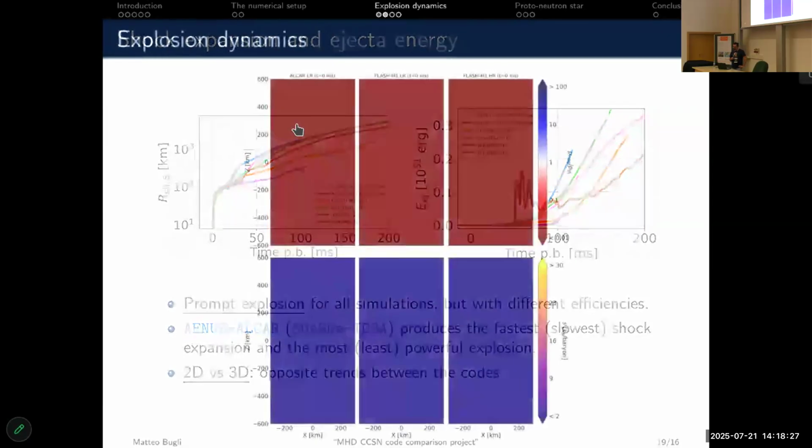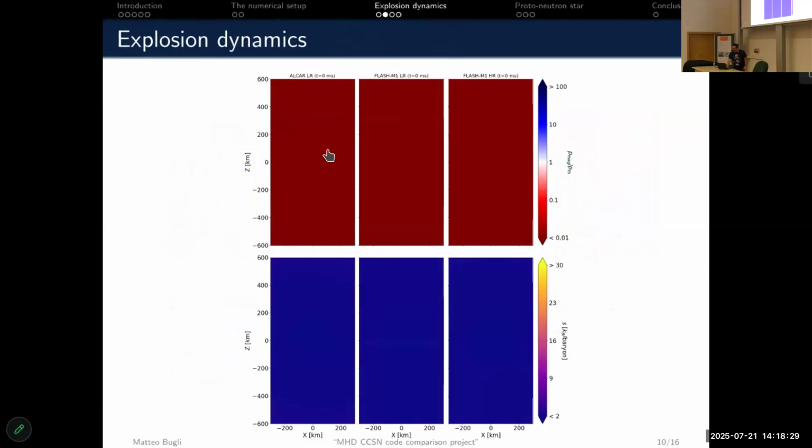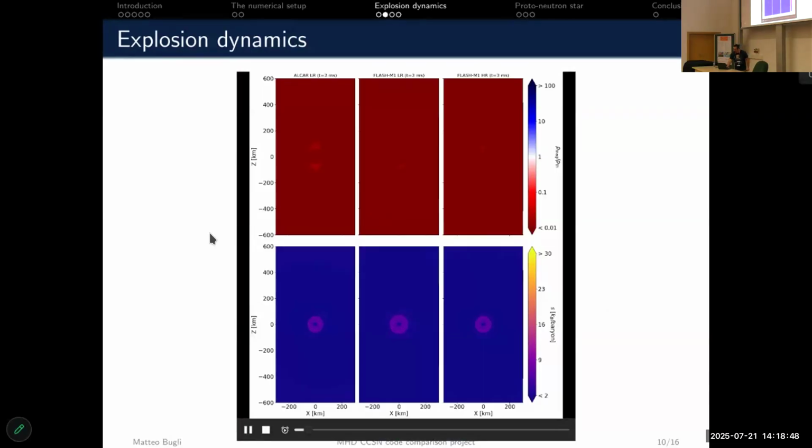So this is an animation of three models, column-wise: Nanonuclear at low resolution, and then two simulations with FLASH, at low and high resolution. You will see on top the ratio of magnetic to thermal pressure, and on the bottom the specific entropy. So this is to show you what the explosion looks like.